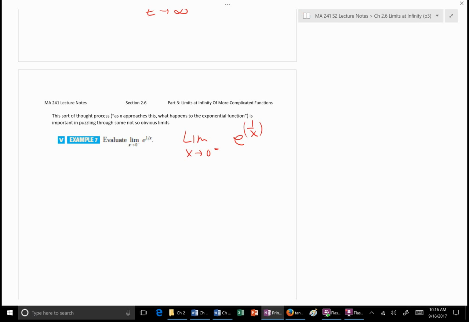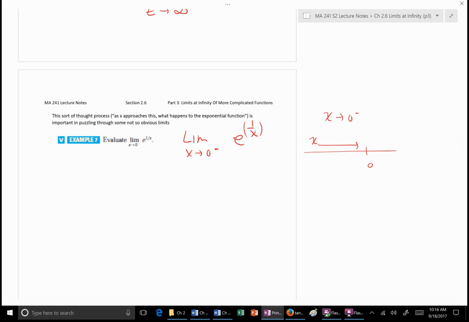What does this mean? X goes to 0 with that negative sign. What does that negative sign mean? It means I'm approaching from the left. Bingo. That's it. I'm approaching from the left. So it means that this x value is always negative, right? This is what it means for x to approach 0 from below. It's approaching 0 from the negative side. So this is getting smaller and smaller and smaller, but it's negative, right?